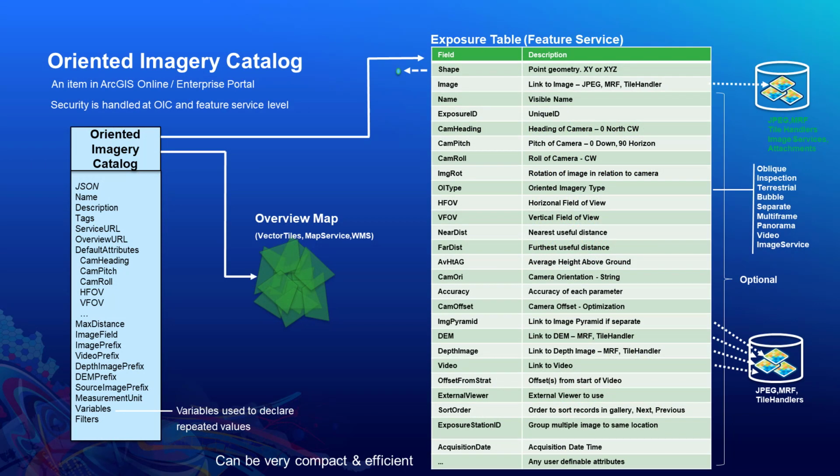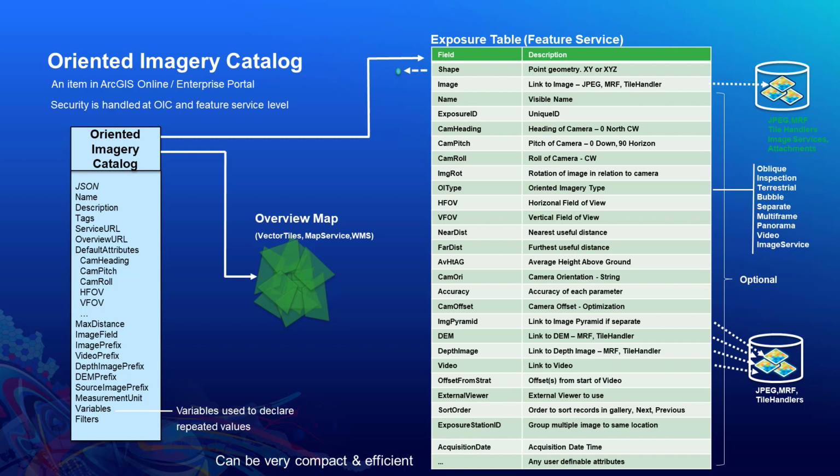The next component is the Oriented Imagery Catalog. What are these catalogs? It is a JSON structure, as you can see on the left side, which contains properties like name and description. It points to a feature service, which you can see on the right side, that contains all the image metadata like heading, pitch, roll, field of view, camera orientation, and also links to images.